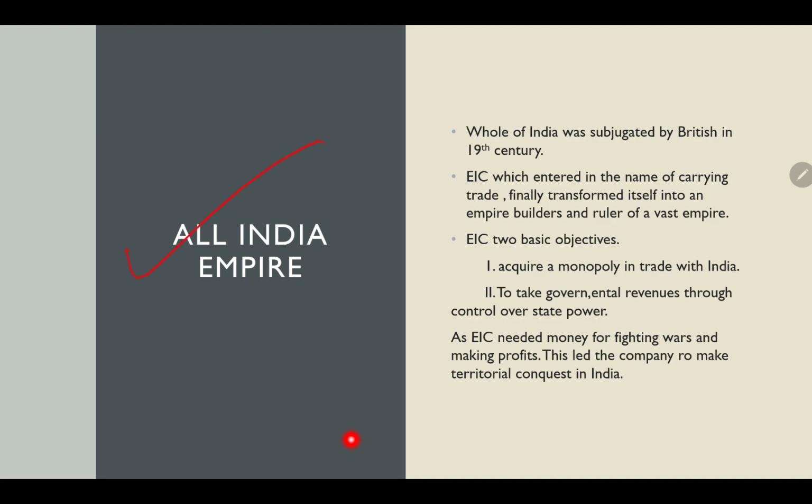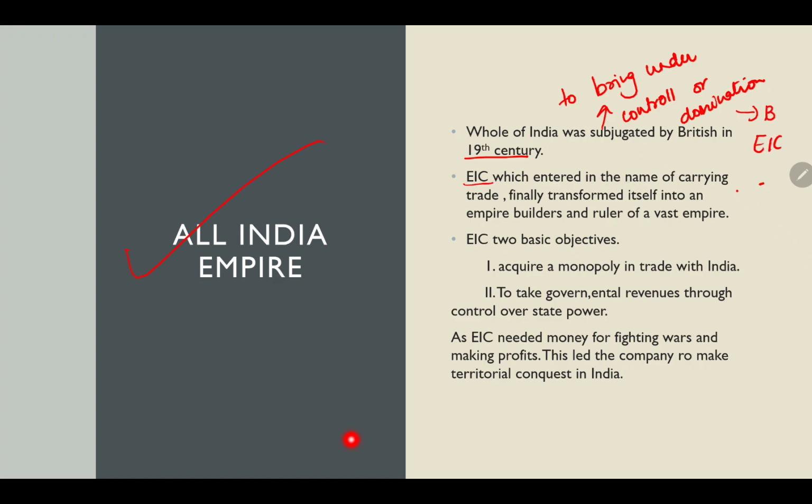Now the last topic is the All India Empire. The whole of India was subjugated in the 19th century. Subjugated means to bring under domination or control. So in the 19th century, the whole of India was controlled by the British or East India Company.